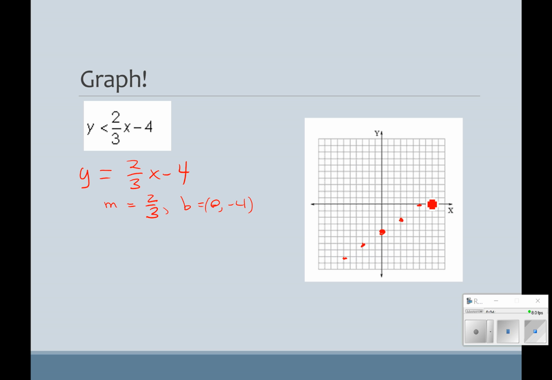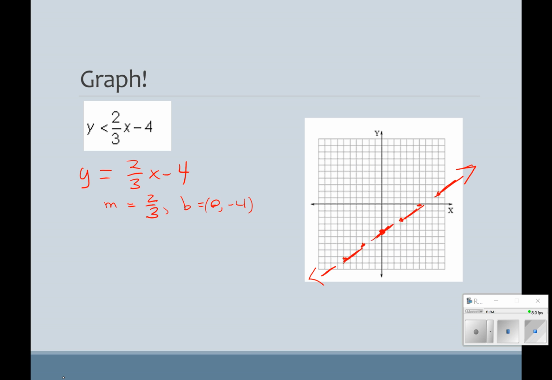And I need to stop and think, because this is just less than, there is no line underneath it that means less than or equal to. My line is what we call a dotted line. So everything on the line is not part of the solution. Now it's less than 2/3 x minus 4. So my guess is all of my solutions might be below that line.